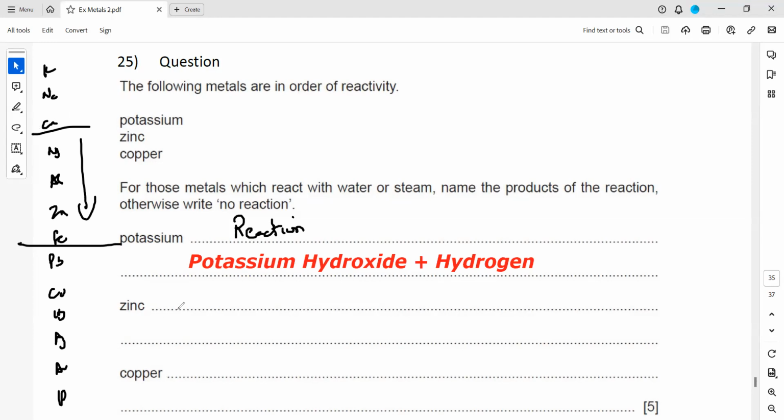So with zinc, there will be a reaction. And what will the product be? This will form zinc oxide, because magnesium, aluminium, zinc, and iron form a metal oxide plus hydrogen. So this will form zinc oxide plus hydrogen. And with copper, as you can see, it does not react with cold water or steam, so there will be no reaction.